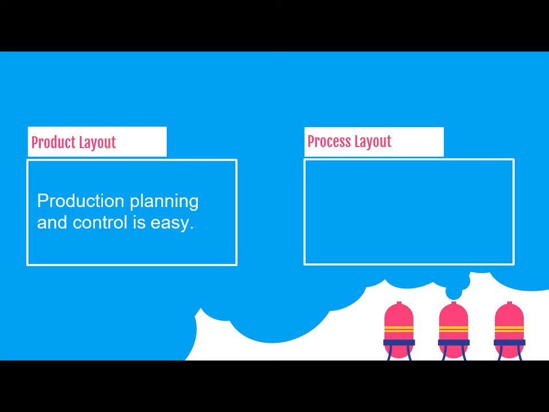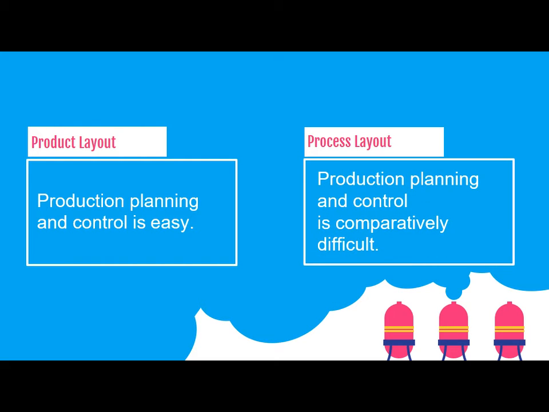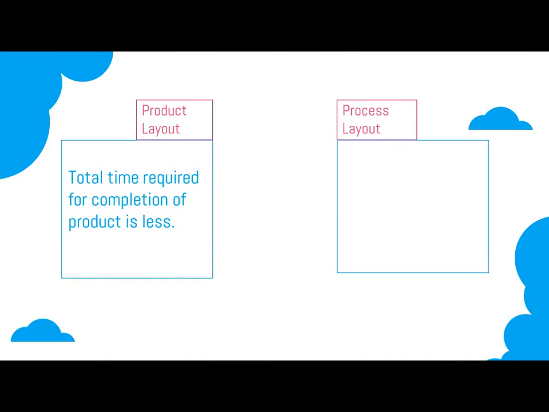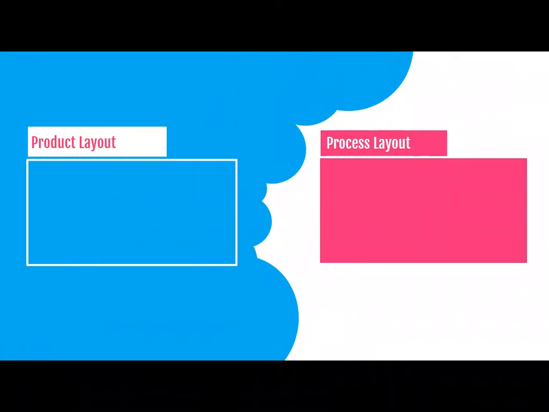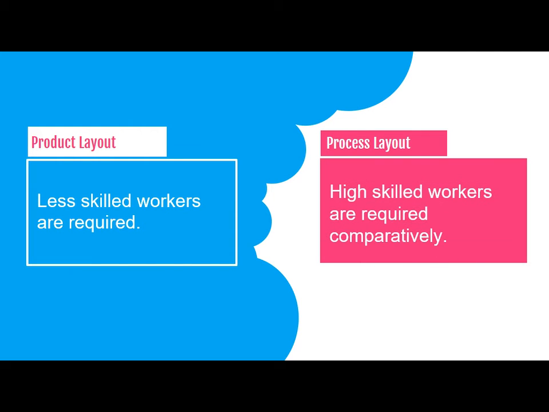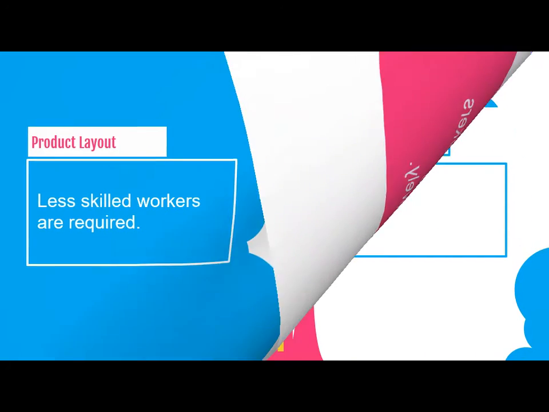Production planning and control, that is PPC, is easy in product layout. Production planning and control is comparatively difficult in process layout. Total time required for completion of product is less in product layout. Total time required for completion of product is more in process layout. In product layout, less skilled workers are required. In process layout, highly skilled workers are required.